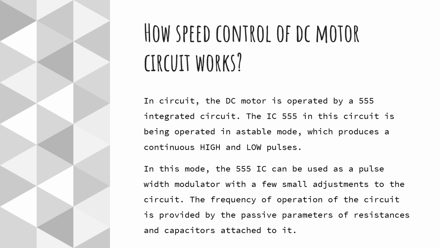The duty cycle of the circuit can be changed by changing the value of the potentiometer. If we increase the duty cycle, the speed of the motor increases, and if we decrease the duty cycle, the speed of the motor decreases.